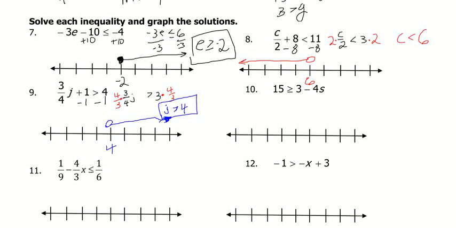Okay, number 10. We're going to subtract 3 from both sides of this one, leaving us with 12 greater than or equal to negative 4s. And from here, we can divide each side by negative 4. Now don't forget, when we divide by a negative, we have to flip that inequality sign, and that's going to leave us with negative 3 being less than or equal to s. So negative 3 goes here. We're going to close in this dot. And s is bigger, so we're going to go to the right.